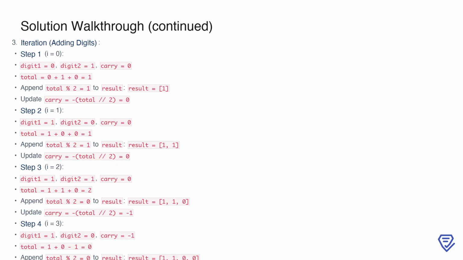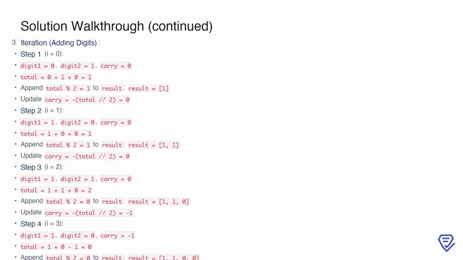carry equals -total / 2 equals 0. In the second step, at index 1, digit 1 equals 1, digit 2 equals 0, and carry equals 0. Their sum is total equals 1 plus 0 equals 1, so we append 1 to result, making it 1, 1, and the carry remains 0. At index 2, digit 1 equals 1, digit 2 equals 1, and carry equals 0. This gives total equals 1 plus 1 plus 0 equals 2. We append total % 2 equals 0 to result, resulting in 1, 1, 0, and update the carry to -1.